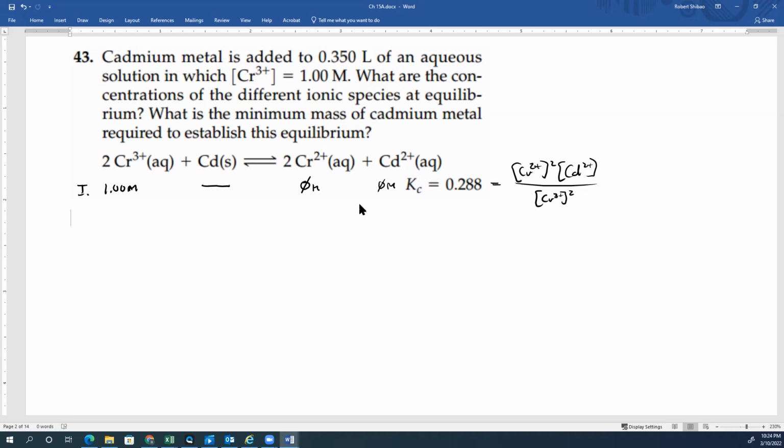Cadmium's not in there. And so when we look at the Kc, it's 0.288, which says it's slightly favored to the reactant, but this is hard to say. This means it's neither favored the reactant or the product. It's not heavily biased. If it were a very small number, it would be biased towards the reactant. If it were a very large number, it would be biased towards the product. What's a very small, very large? Like 1,000, 1,000,000, billion, trillion to 1. That would be it.